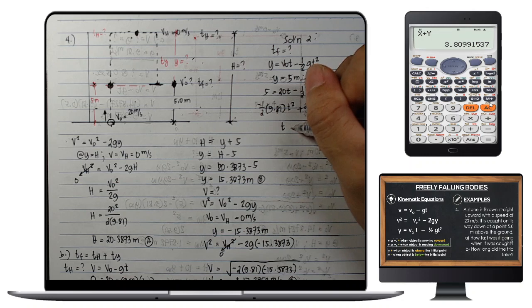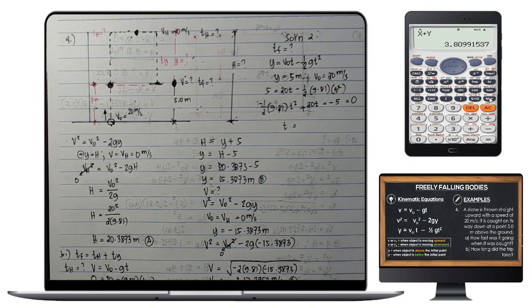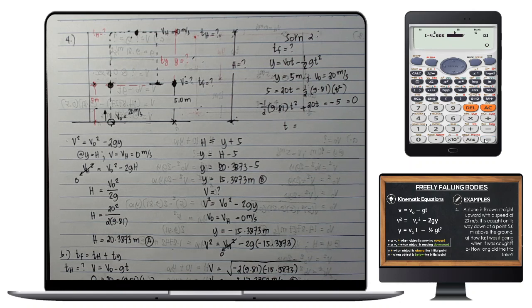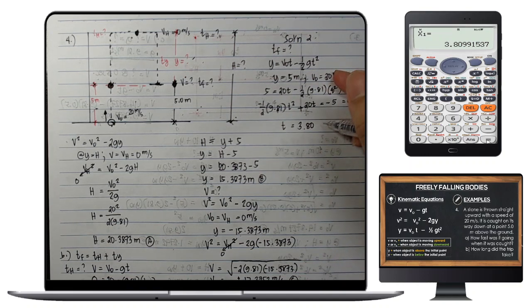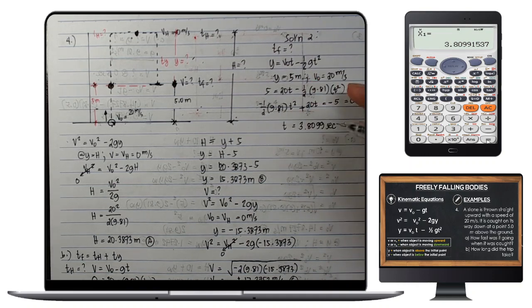So, yung makukuha natin dyan is na time. Quadratic. So, let's use mode 5-3. So, that is negative 1/2, 0.5 times 9.81. Then, positive 20t. Then, negative 5. So, we have t natin is 3.8099, kagaya nung kanina. 99 seconds. So, dalawa yung nakuha natin.